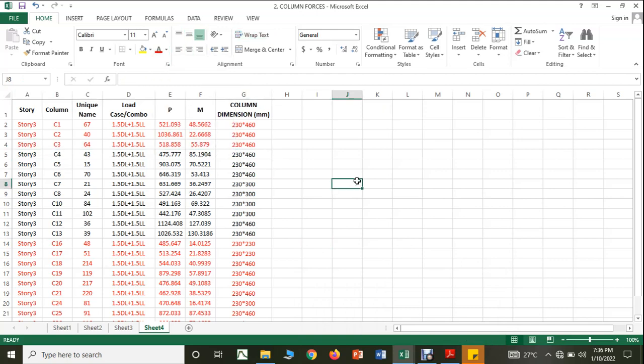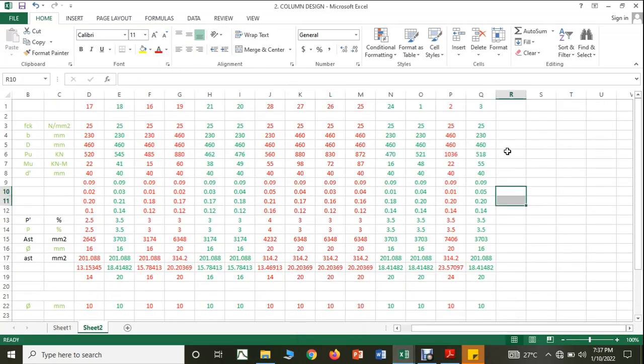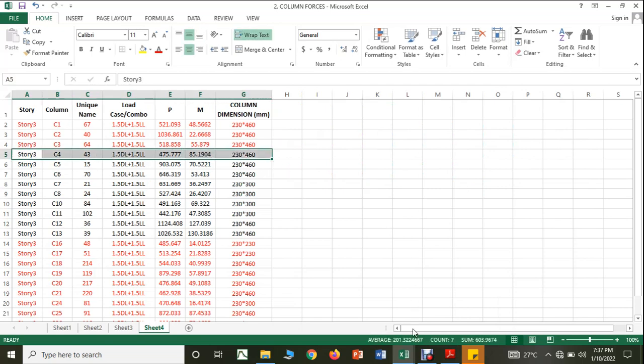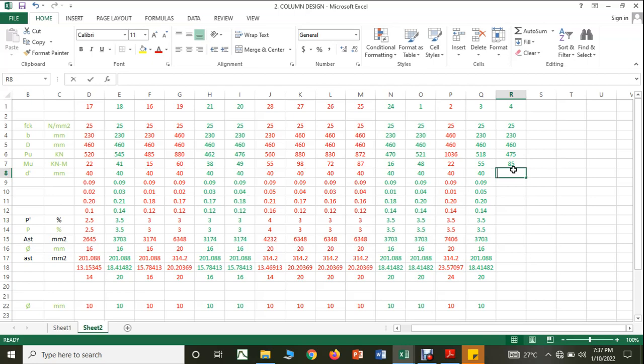Next you have column number 4. It is 475 and 85. So column number 4, 25 is the grade of concrete. 230 by 460, as per this it is 230 by 460 only. Yes. So 40 is the space, that is the d dash, that is the effective cover.